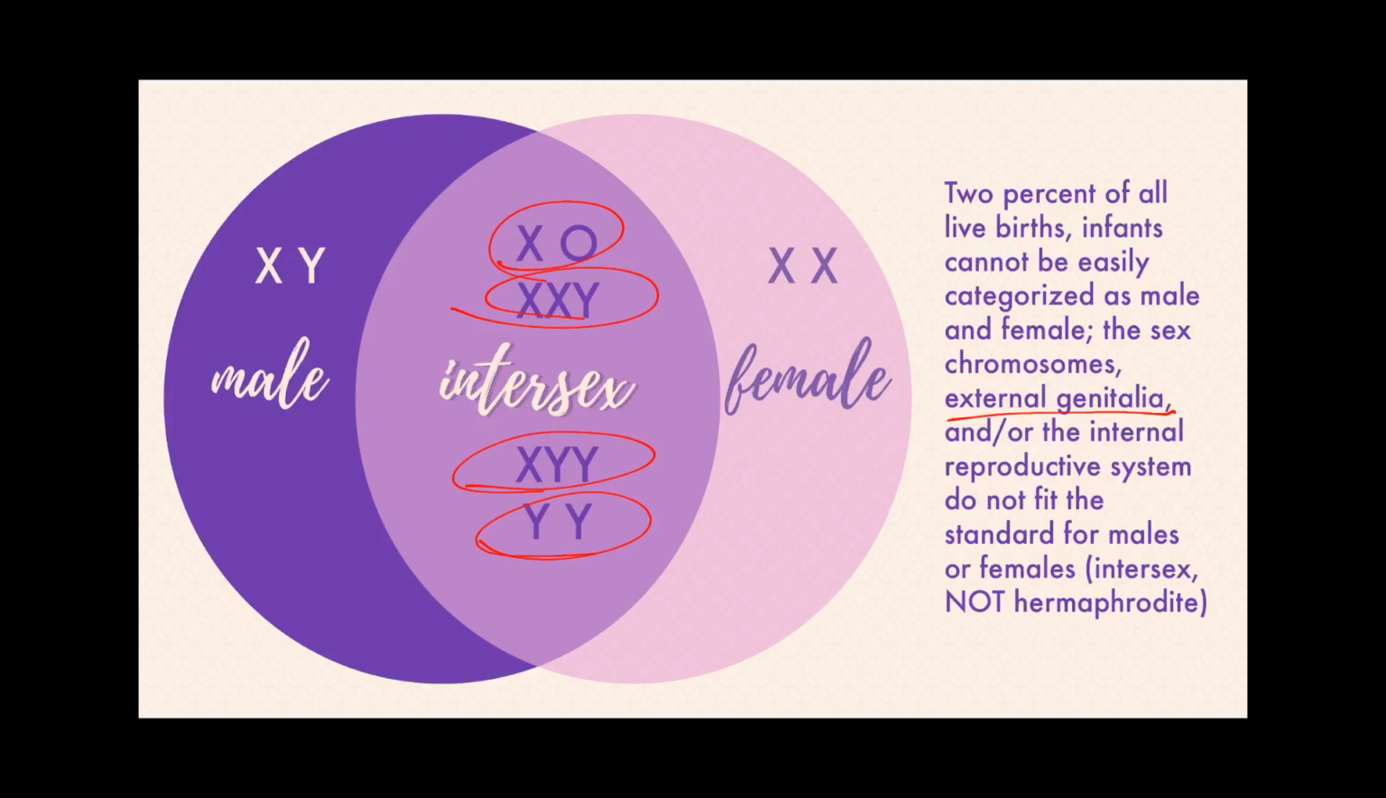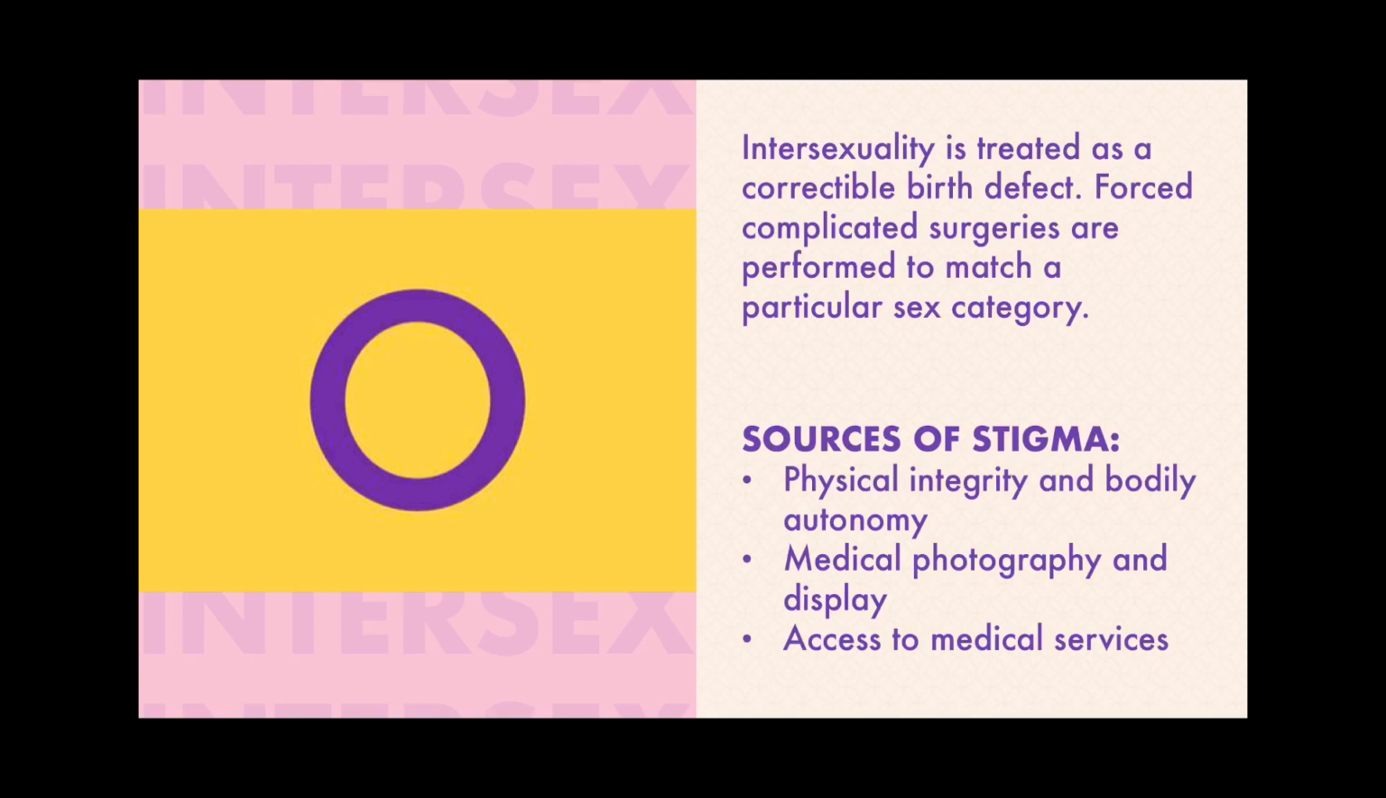So when these sex characteristics are indistinct, they do not fit the standards of being solely male or female, we call them intersex persons. No, we used to call them hermaphrodite, but that is no longer a politically correct way of calling people with these conditions. We call them intersex individuals, and 2% of live births fall under the category of intersex. This right here in the left side of the slide is the official flag of the intersex peoples.